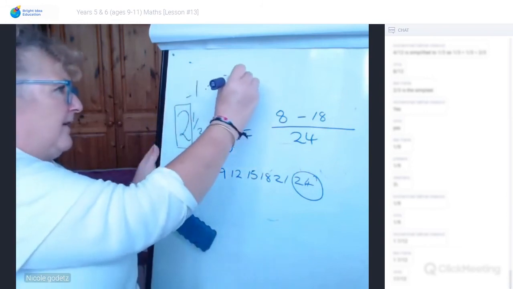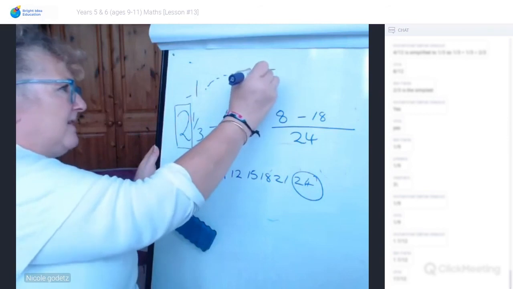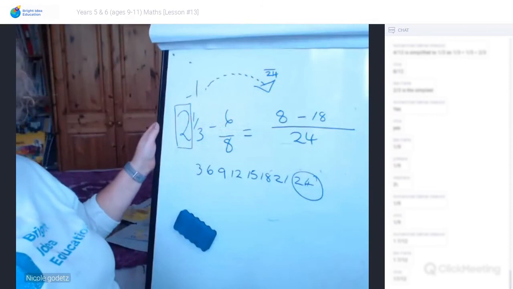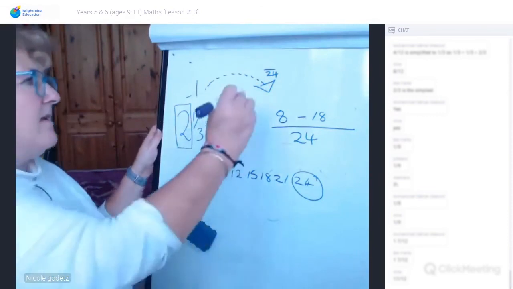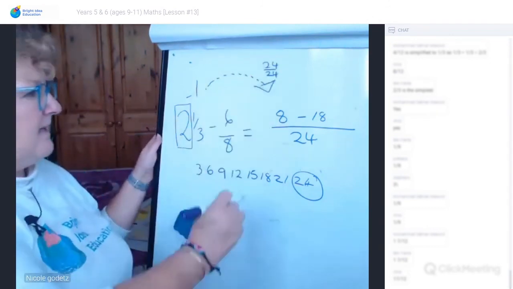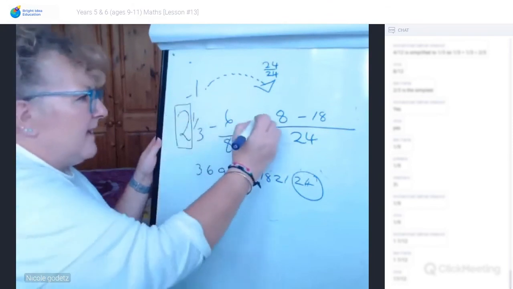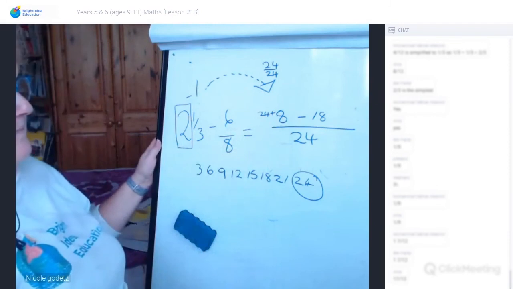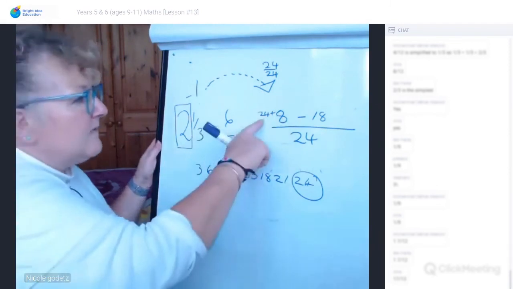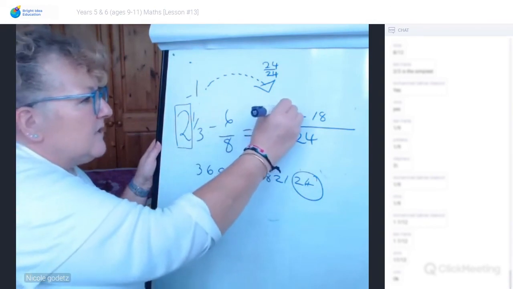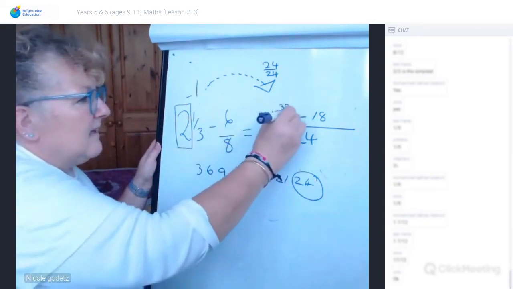And when I bring that over there and I make it into 24ths, how many 24ths make a whole one? Well, it's the same as 24 24ths. So I can say, okay, don't worry, I'll take one away from there and I will give you 24 24ths. So now I've got 24 24ths plus 8. Well, let's do that first. That's 32 24ths I've got altogether then.